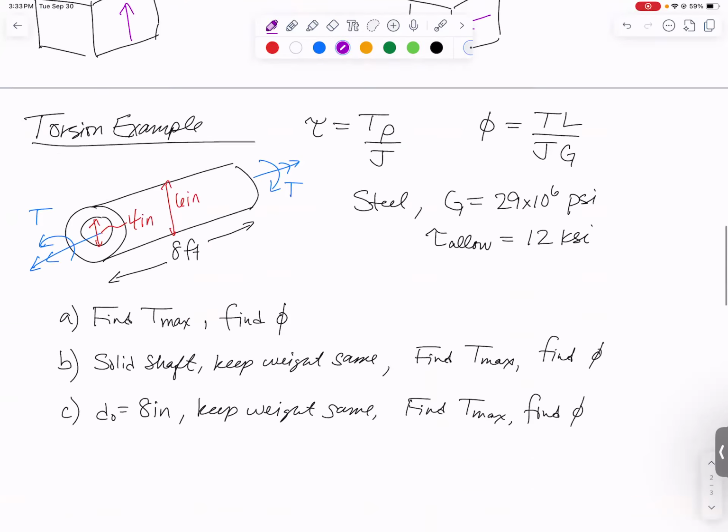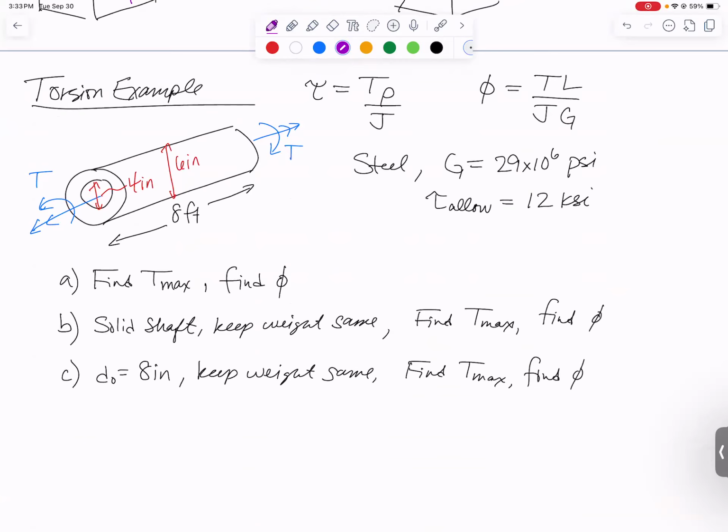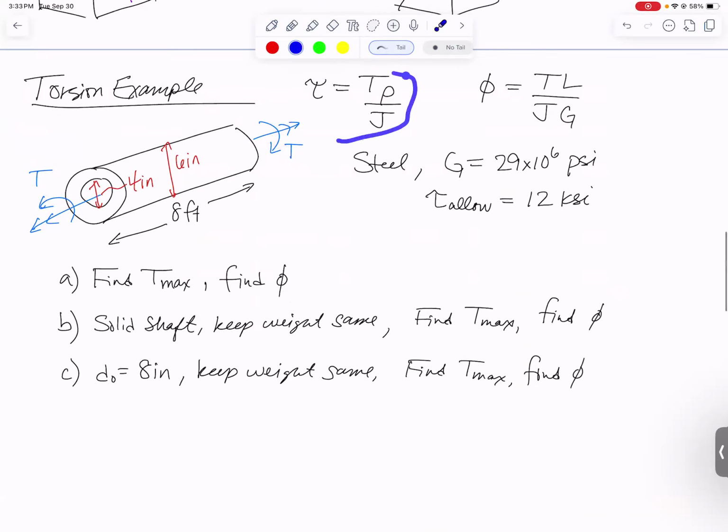Let's do one big fun example. Here is a torsion example. It's not too complicated in terms of the torque. This is simply a shaft that has a torque applied to it. The torque is actually applied in the positive direction because those double-headed arrows are coming out. And here are the governing equations we're going to use. I already gave them to you. Our shear stress equation and our angle of twist equation.